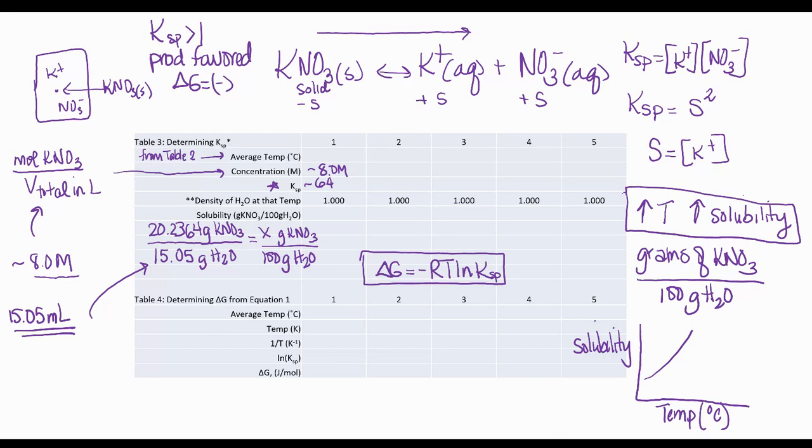Okay, and so we're going to predict that that's probably going to be the case, right? Because nitrate salts dissolve spontaneously, but we're going to show that experimentally with our numbers. If KSP were less than 1, it'd be the opposite. Delta G would be positive and not spontaneous. And if KSP were exactly 1, then delta G would be 0.